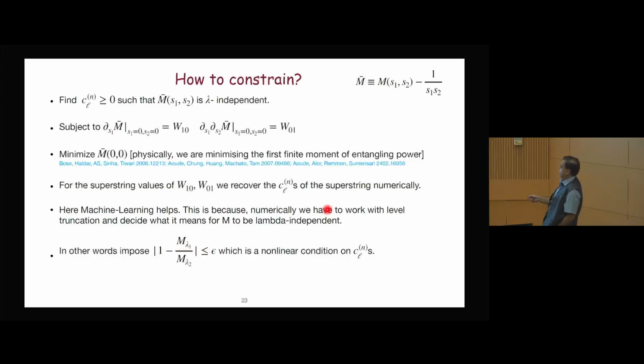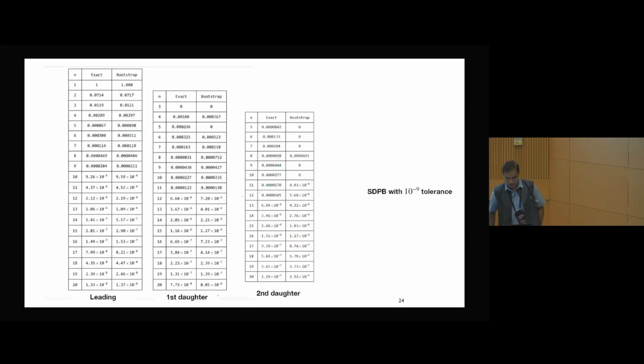But this condition is actually a nonlinear condition. You cannot multiply through by M because you don't know the sign of M. So this is what you want to solve, and this can be efficiently done. The first attempt that we did was to put in an ad hoc tolerance. I'll just give you a couple of random examples. If you look at the first leading trajectory that you get, let's focus on n equal to 11, then you can see that the expected value and the numerical value that you get from the bootstrap are very close. Similarly, you can look at the second daughter and compare that. It's not exact, but it's reasonably close to what you expect from string theory.